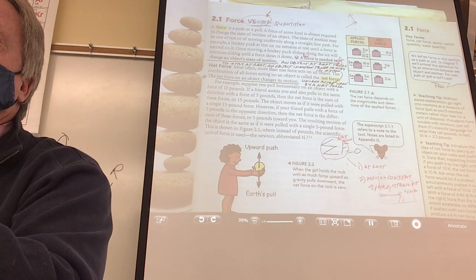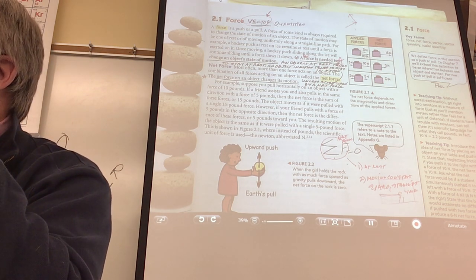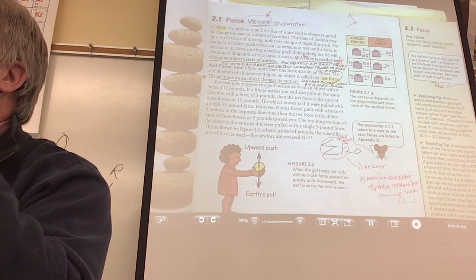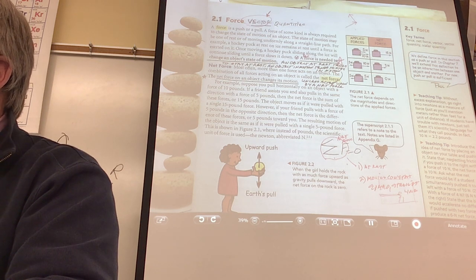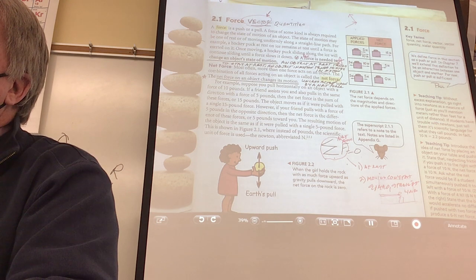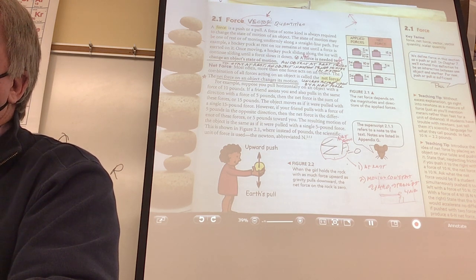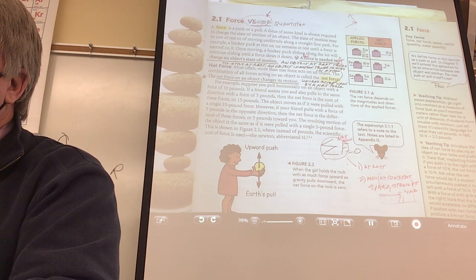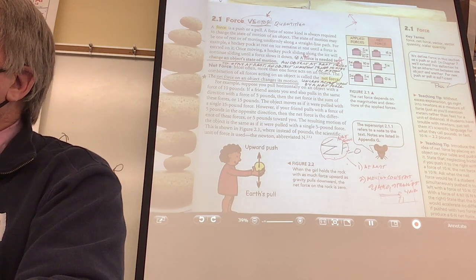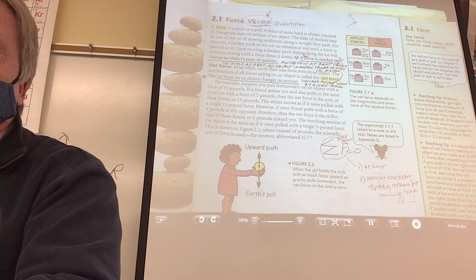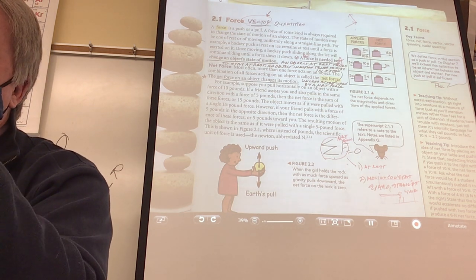What is a push? Yes? Does the weight of an object affect the Earth's pull on it, and is that why something is harder to lift? All right, the weight of an object is the pull of the Earth on the object. Weight is a force. The pull of gravity is a force. It's called weight.